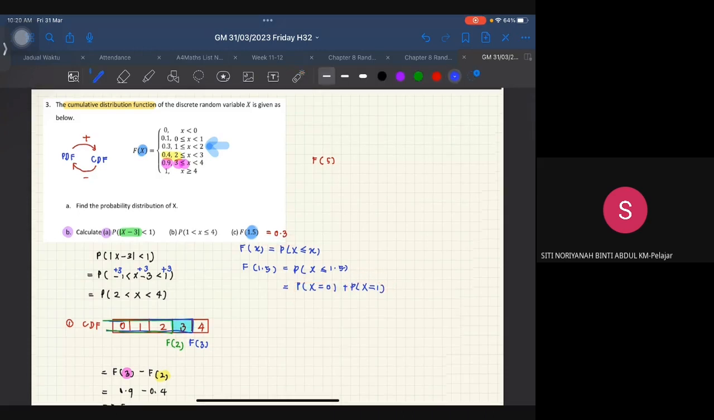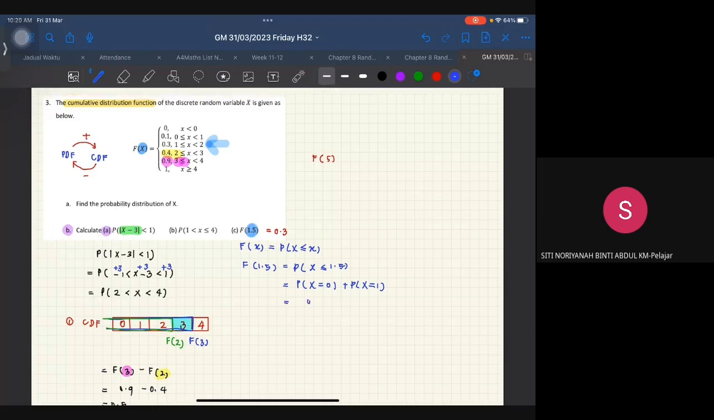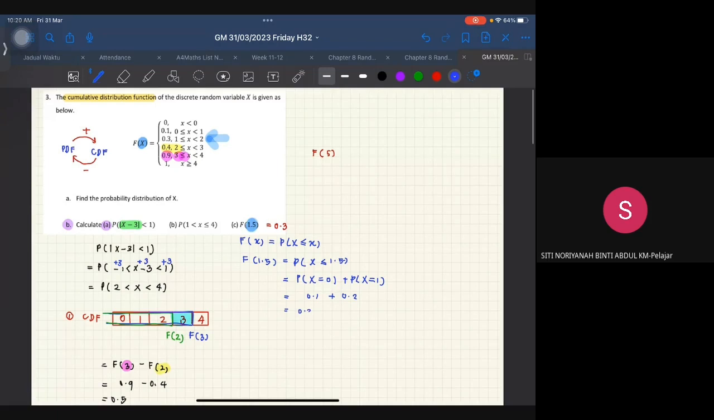Tak silap saya, Px equals to 0 is 0.1, and then Px equals to 1 is 0.2. So awak akan dapat 0.3. Sama je jawapan dia. So ada banyak cara sebenarnya kita boleh guna. Okay, settle soalan ni. Ada soalan tak? Tak ada. Okay, so saya assume tak ada soalan.